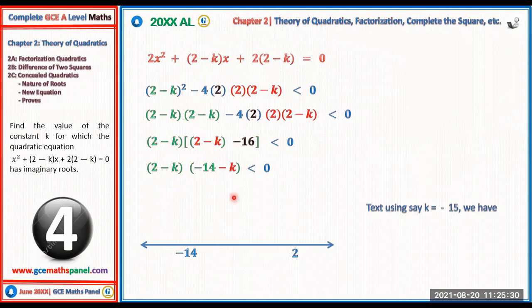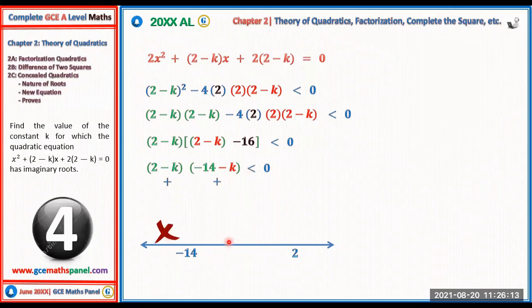We substitute minus 15 here, or even minus 16. In fact, any number less than minus 14. So we'll have 2 minus 15. This one is negative, and then we take minus 14 minus 15. This one is also positive. So positive times positive is positive. And a positive number is never less than 0. So it therefore means that this first region below does not satisfy.